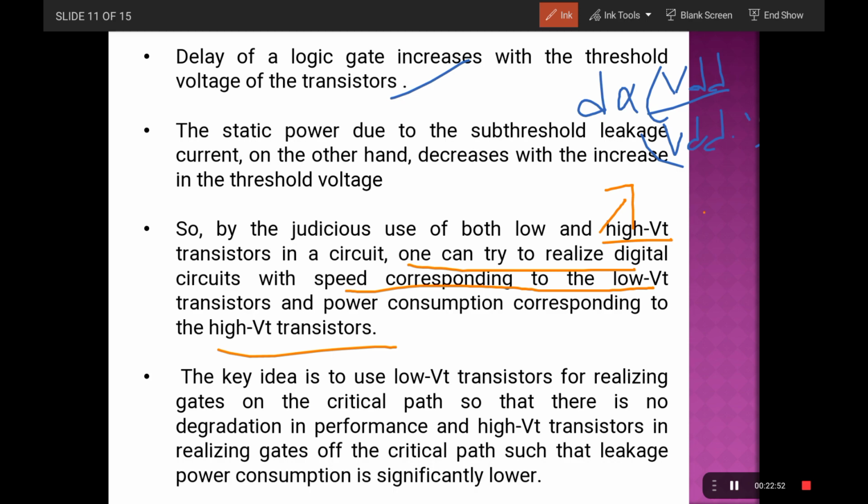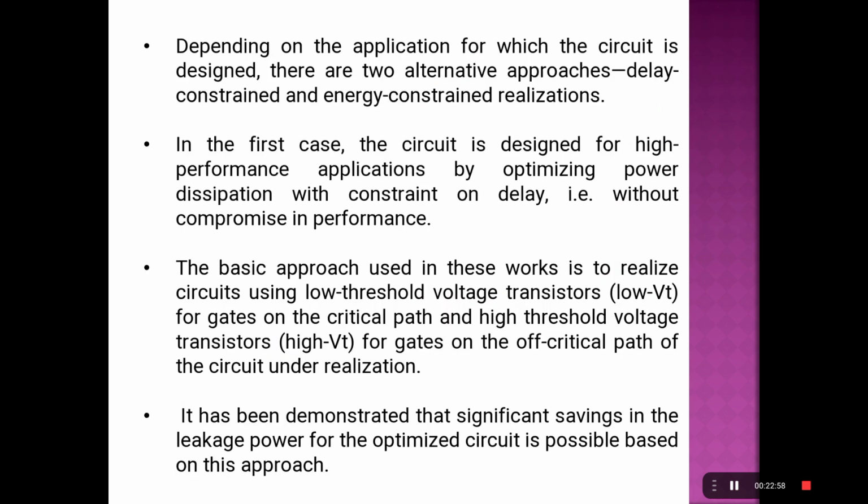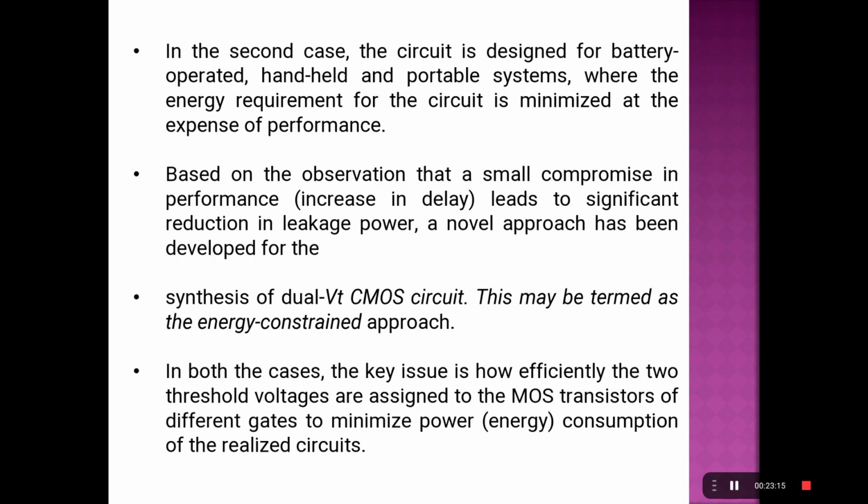Next, we will move on to the next one that can be discussed in this slide. What is the importance of the low VT and high VT? So this is also the same scenario. We can see how it is very helpful in designing. The first circuit is designed for a high performance application by optimizing the dissipation with a constant delay and with a compromise in terms of the performance. Okay, so that is the basic concept, how it is very helpful.